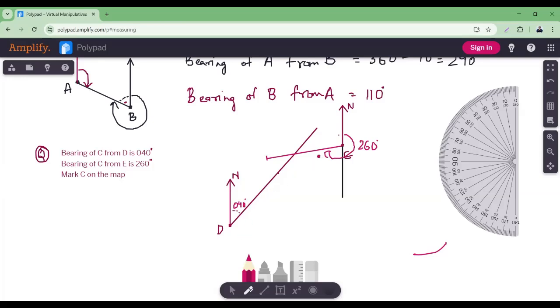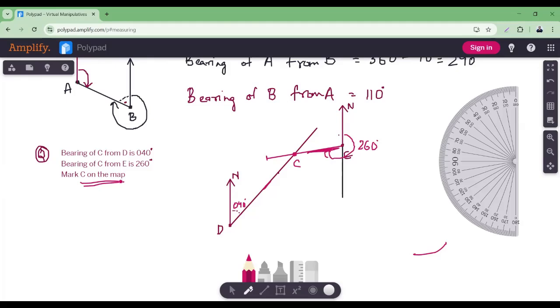So the C should be on this light pink line as well as this dark pink line, both. And the one point that is common is this one. So this is going to be my C. So marking that point on the map, I have completed. Correct? Okay. I have shown you what bearing is and how I've used it to mark points on maps. This is one of the applications, where you use protractors, angles, and the concept of bearings.